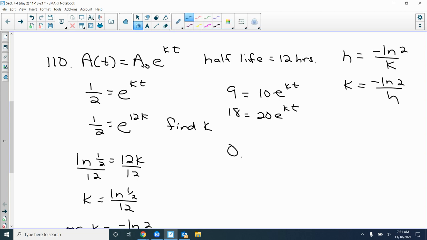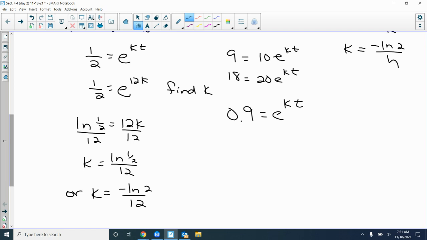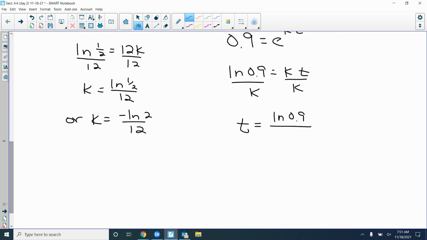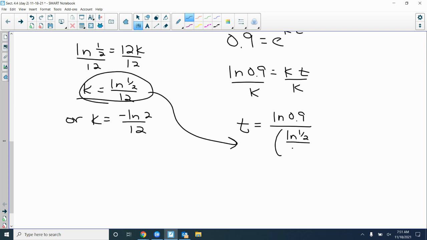They say when is 90% left, it's going to be that. 0.9 equals e to the kt. We're going to use that value for k we got down here. So natural log of 0.9 equals kt. Divide by k. And so now t equals natural log of 0.9 over k. It doesn't matter which one you use. So natural log of 1/2 over 12. All right, make sure that's 1.82.